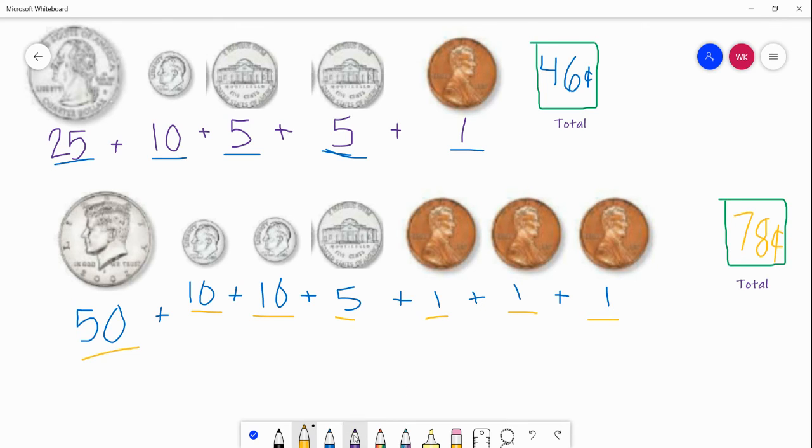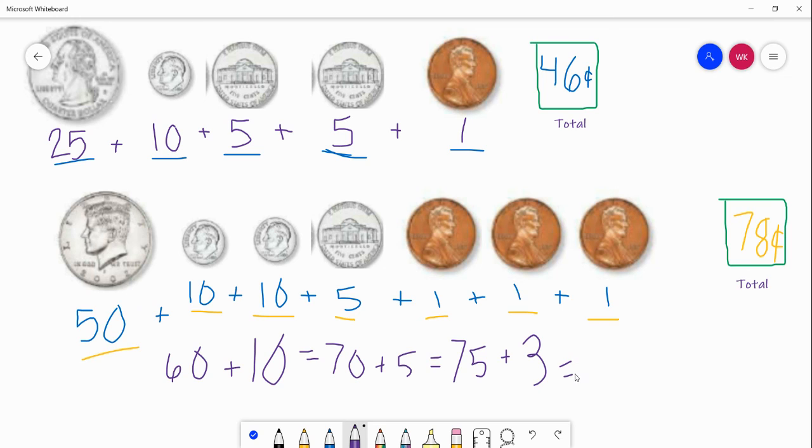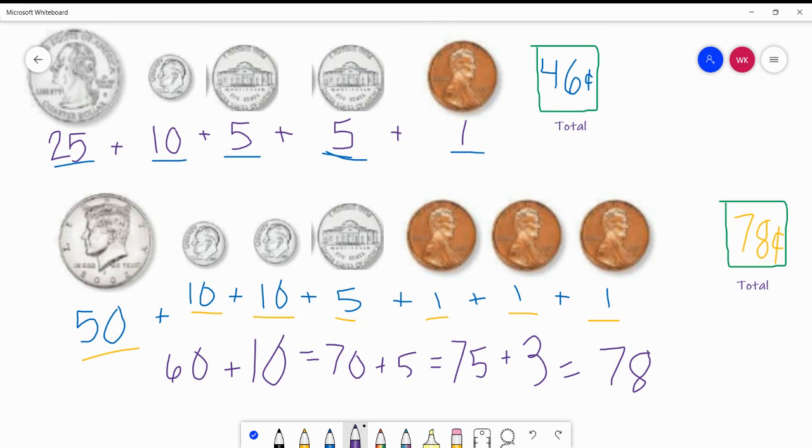And you can honestly write down too when you are doing this. You could do 50 plus 10. Okay, that's 60. 60 plus 10. Okay, that's 70. And then you have 70 plus 5, 75. And then you have 75 plus 3, because there's 3 pennies, which gets you to 78. I recommend writing this down though, or even underlining or crossing out which one you counted, because sometimes it gets tricky, you might forget one. But that's just mental math, just adding them all together.